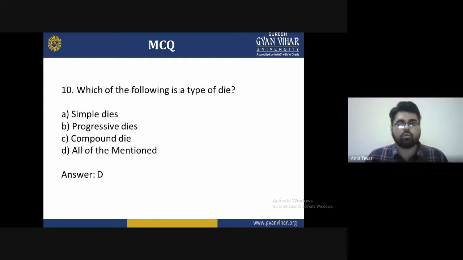And the tenth question: which of the following is a type of die? Simple die, progressive die, compound die, and all of the mentioned. So all the dies are considered types of die, so all the options are correct. Simple die, progressive die, and compound die are all required for sheet metal operations. So all of these dies are correct for that reason.